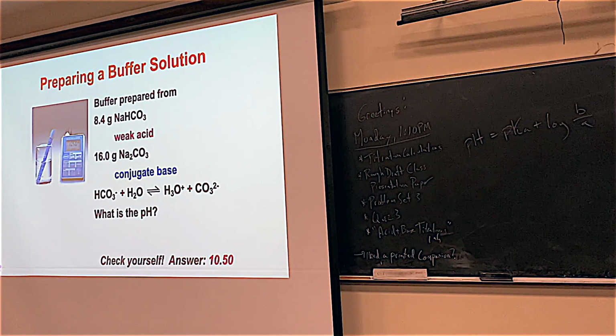If you have nothing else better to do this weekend, don't throw tomatoes at me, please. You don't have to really do it, but if you don't, this would be a cool practice problem, all right? You know what the answer is. See if you can get to this. Turn both of these grams into moles. Look up the Ka, turn it into pKa. pH equals pKa plus log base over acid. And if you get 10.50, bam. Questions?